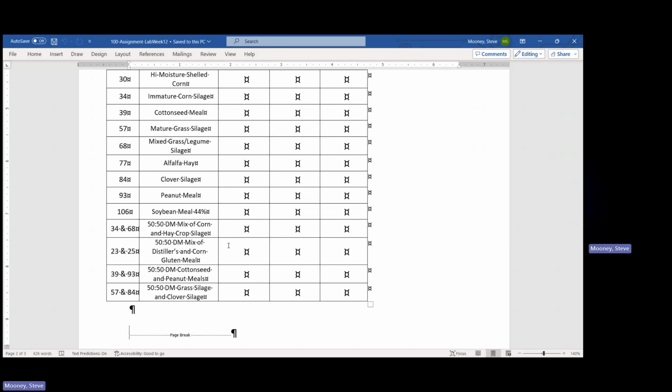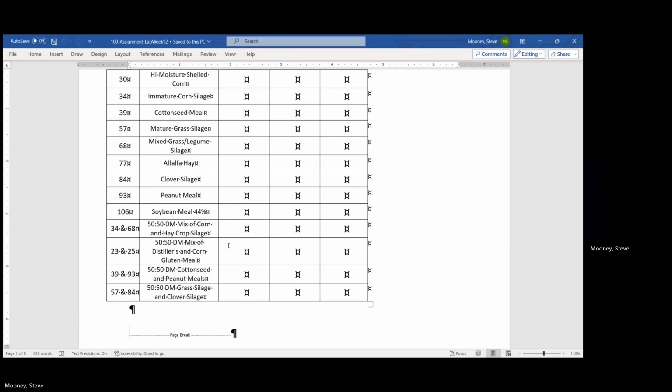That's MP1. Feed 1. We've got distillers and corn gluten meal, 23 and 25. What's that going to be? Energy feed, right? In this case, it's probably going to be a 3. Corn gluten feed is always pretty hot. Corn gluten meal has a lot of protein in it. Distillers is usually medium to high. So that's probably going to work out to be your 3 feed.